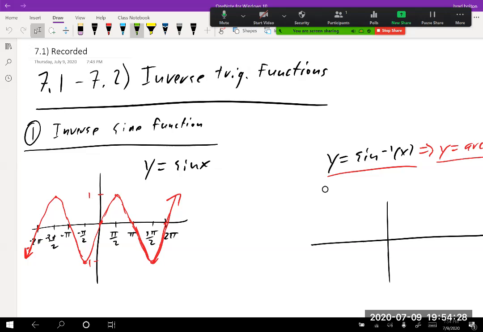So as you can see, very obviously, the sine function is not one-to-one. It fails the horizontal line test, so it is not a one-to-one function. It does pass the vertical line test, right? But it does not pass the horizontal line test. So it is a function, but it is not a one-to-one function.